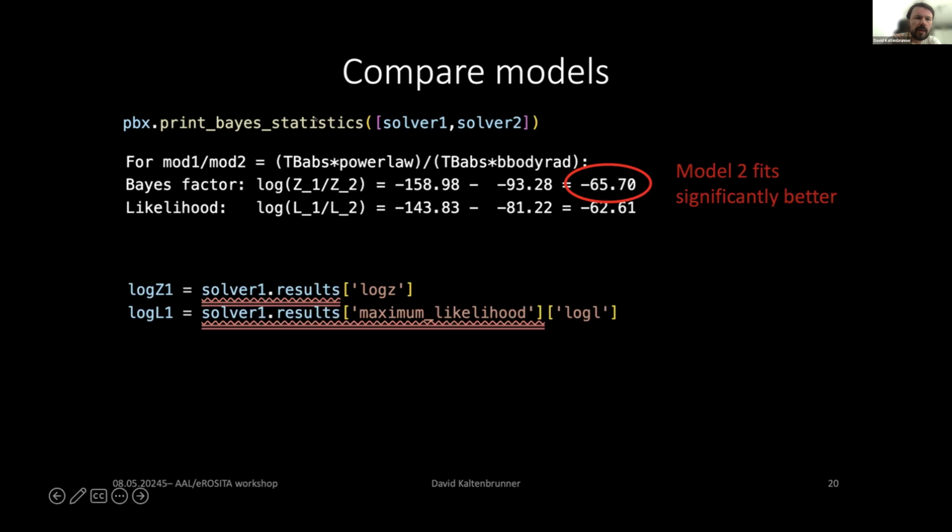But one can also directly access the parameters by those two lines. So we can directly go to the log Z of the individual models, or solvers in this case, and also the log likelihood.